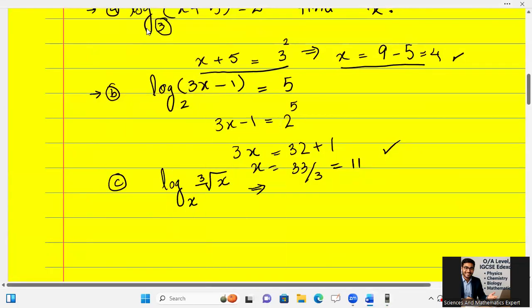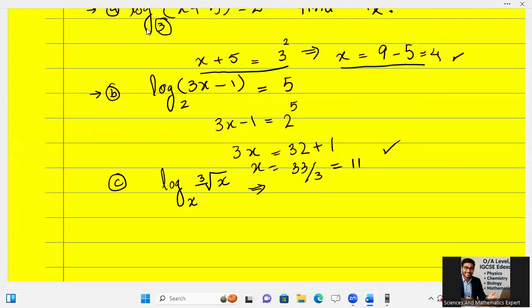Now I am just converting this into a power. I am not removing the logarithm. I am writing log of x whole power 1 by 3 to the base x. And in logarithm, there is a rule: if there is a power on the variable, we can take it to the start and write 1 by 3 log x to the base x.